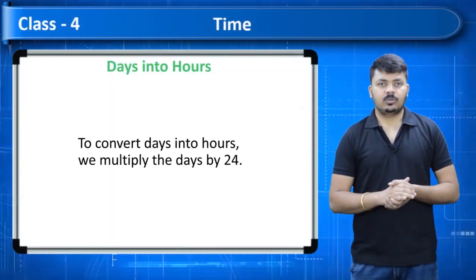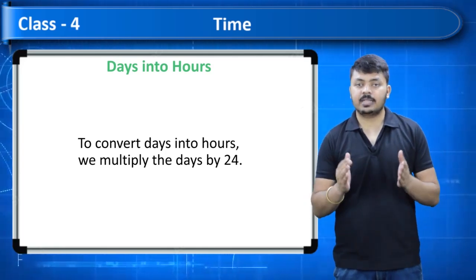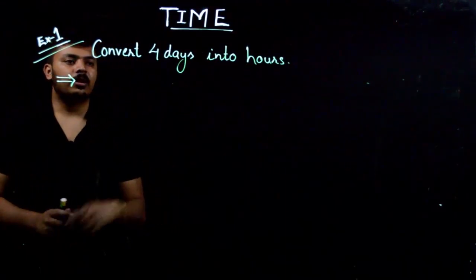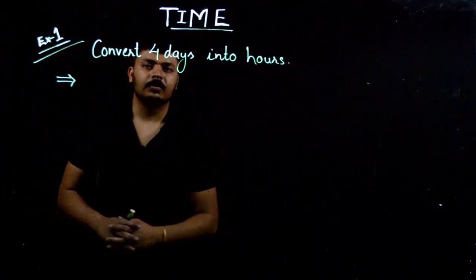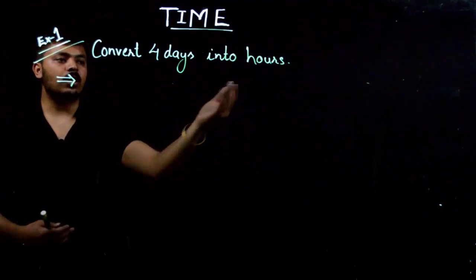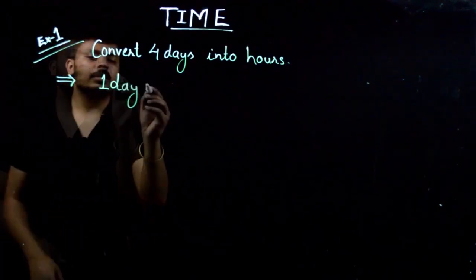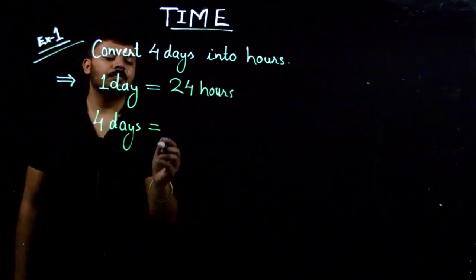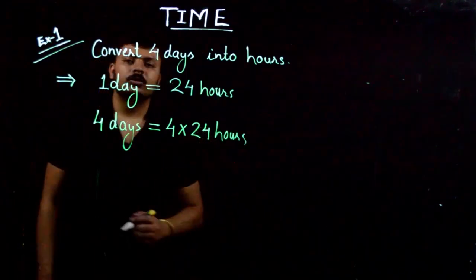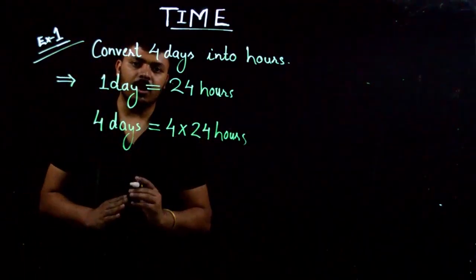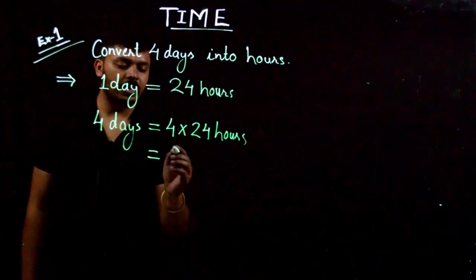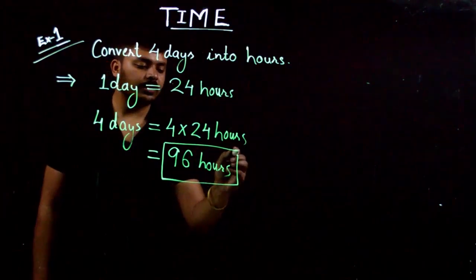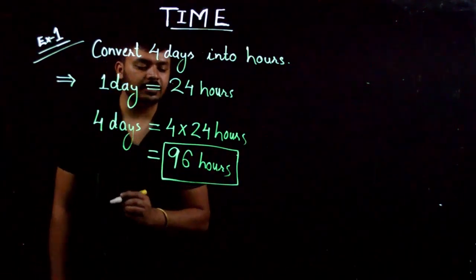Days into hours. To convert days into hours, we multiply the days by 24. So students, let's look at example number 1. Convert 4 days into hours. So we have to convert 4 days into hours. We know that 1 day is equal to 24 hours. So 4 days will be equal to 4 into 24 hours. When we multiply, we get 96 hours. That is, the total number of hours in 4 days is 96 hours.